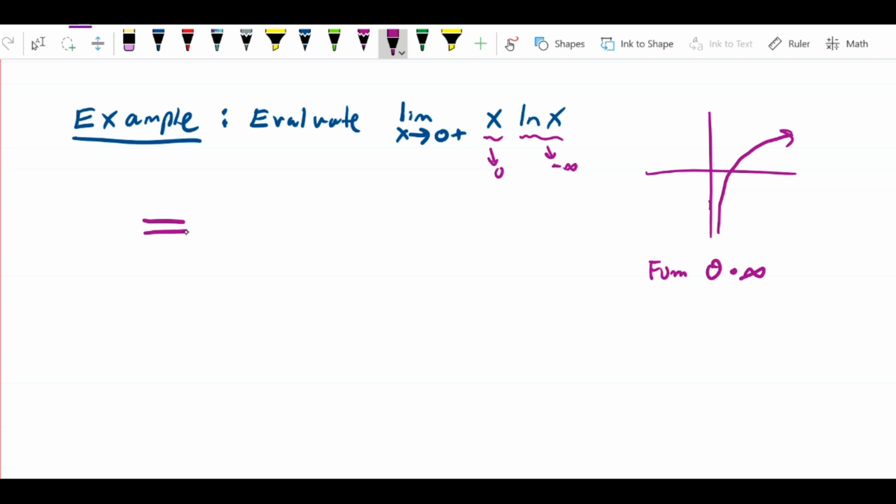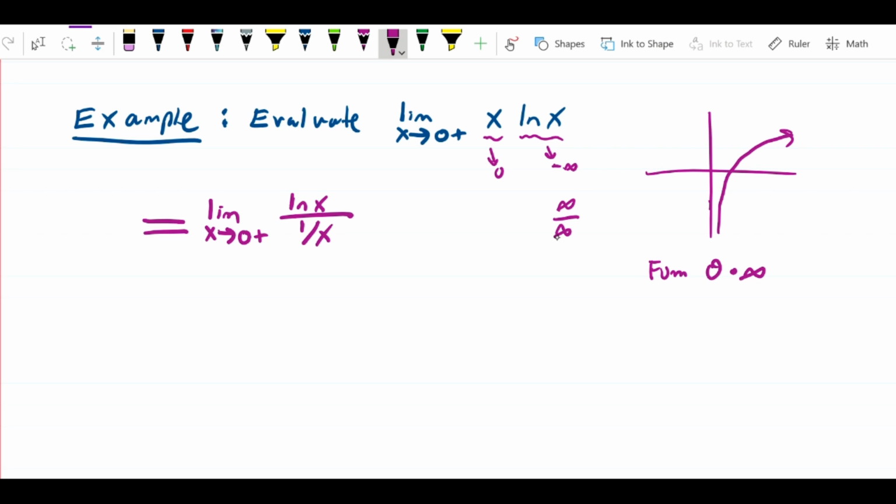The answer is because I can say that this is equal to the limit as x approaches 0 plus of ln x over 1 over x. In other words, multiplying by x is the same thing as dividing by x's reciprocal. So that's what I've done here. What we can see now is that ln of x, as x approaches 0, is growing to negative infinity, and 1 over x is going to grow to positive infinity. So I in fact do have an infinity over infinity form.